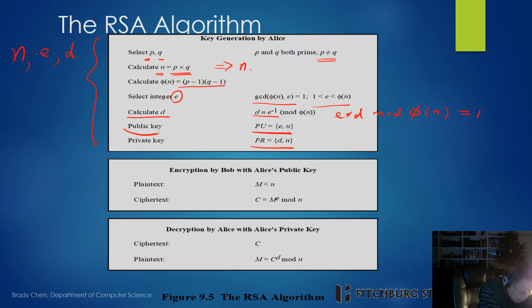The encryption is very simple. For every plaintext M which is less than N, we calculate the ciphertext as M to the E mod N. We get the ciphertext C, and decryption is C to the D modulo N, and then we restore back to M. And remember, E and D are related.